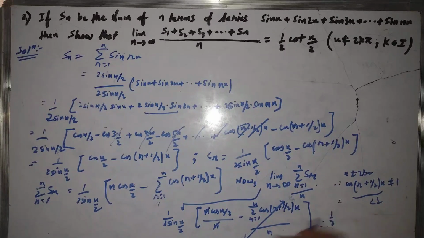This is half, and this is cos x by 2, and sin x by 2 is cot x by 2, and that's what we have to prove, and we have proved that. I think this would help. So this is the first question. Let's talk about some other questions.